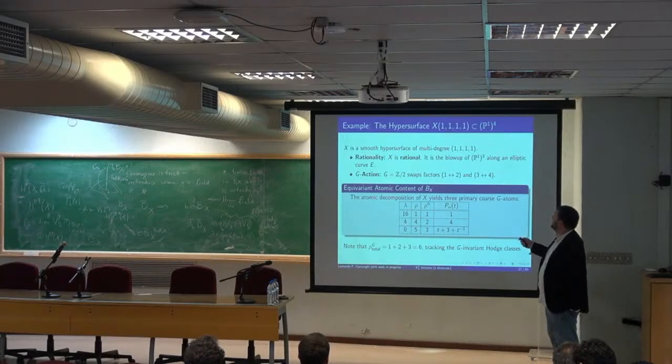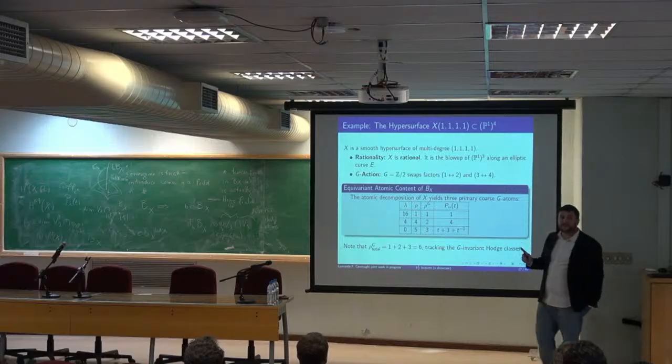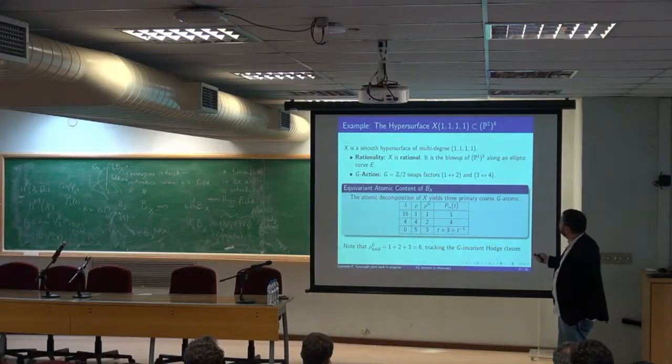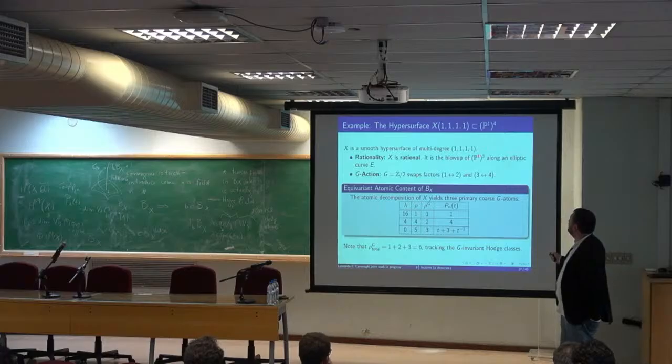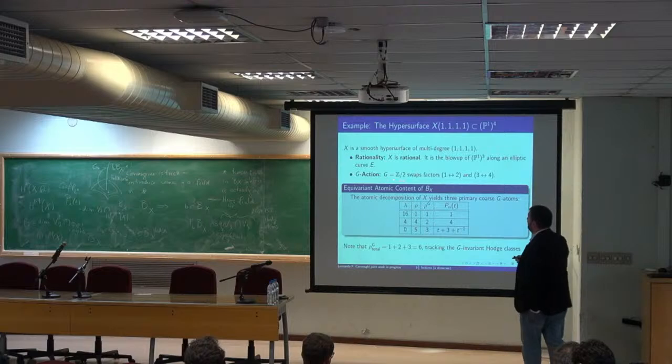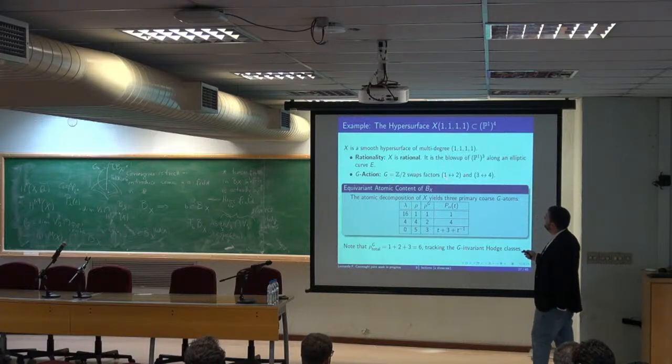What is the example again? It's a rational variety over C, because it's the blow-up of P1 cross P1 cross P1 along an elliptic curve. And now we're considering a Z2 action induced from the ambient, where you swap the first and second and the third and fourth factor.